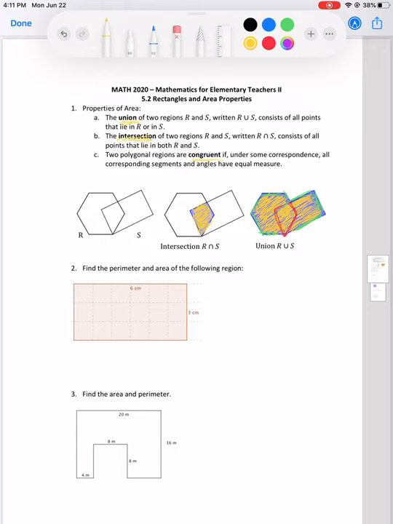So that's those first few definitions. Number 2, and so on throughout the rest of this handout will be the important parts of the section. Find the perimeter and area of the following region. Okay, again, perimeter is, what is perimeter?